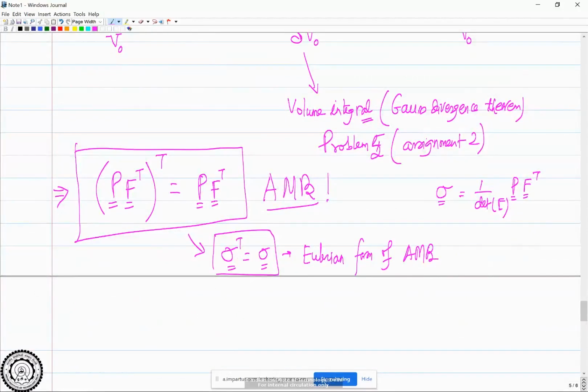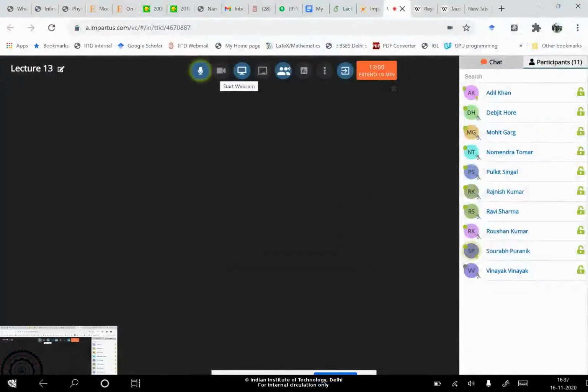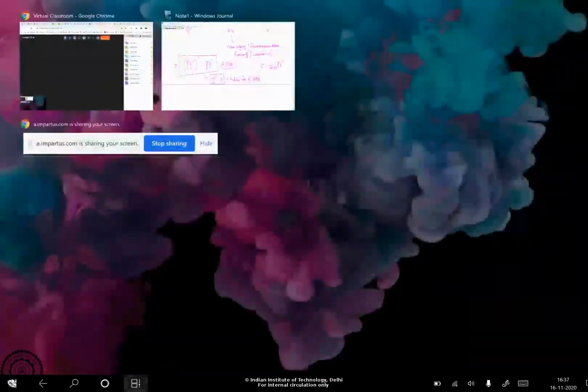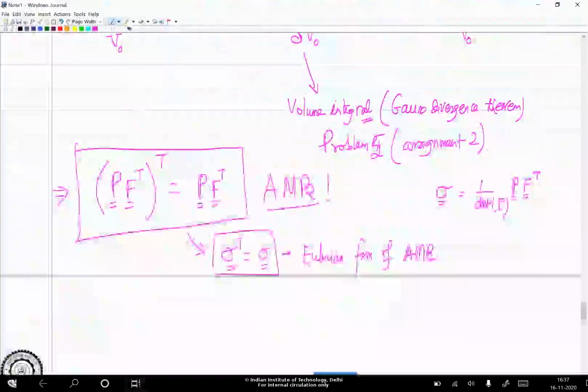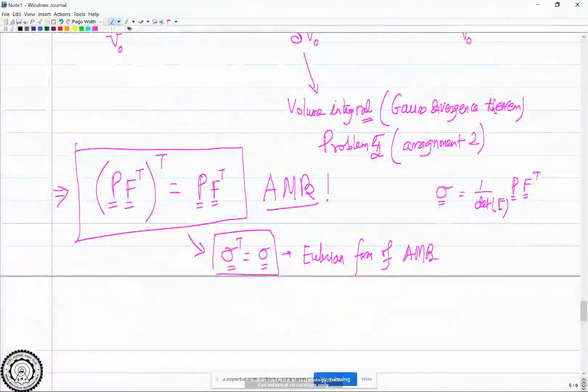Okay, I'm going to stop here. Sir, in Eulerian form we have the Cauchy stress and the corresponding Lagrangian form is the PK stress. So, do we have any such concept for representing strain also?